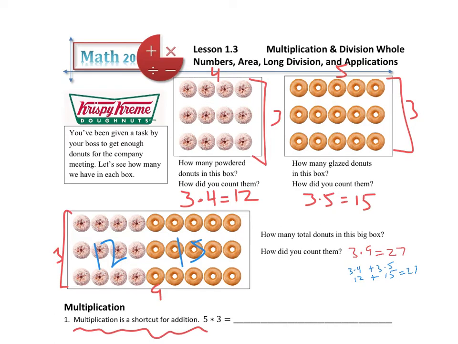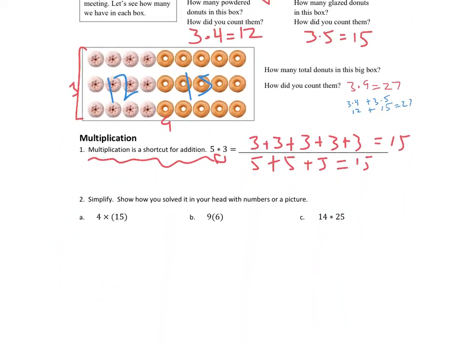So if we have 5 times 3, that means we have 5 3s added together, right? Or could we say that's the same as 3 5s added together? If we kind of read this backwards. Sure, they'll both give us 15. All right, so rather than adding 3 plus 3 plus 3 plus 3, we got multiplying, right?